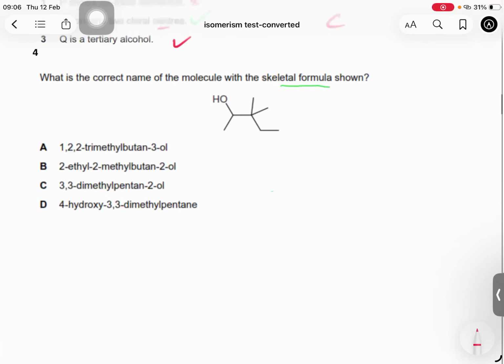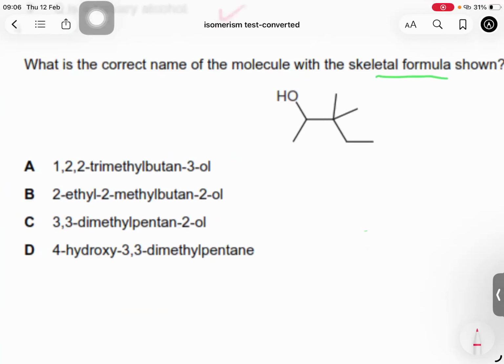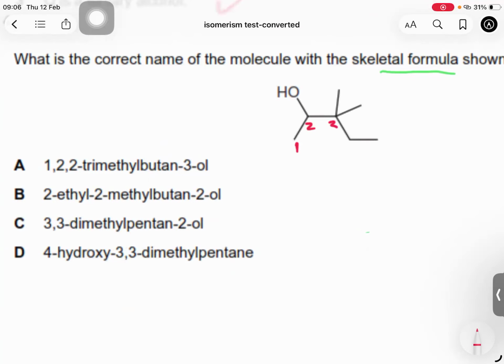What is the correct name of the molecule with this skeletal formula? So if you look at this, you have to name it: 1, 2, 3, 4, 5. What is this? A 5 carbon alkane is known as what? Pentane, but now it's a pentan-2-ol because it's an alcohol. So it's a pentan-2-ol, and there are 3 methyl groups attached at carbon number 3. So what is this? 3,3-dimethylpentan-2-ol.